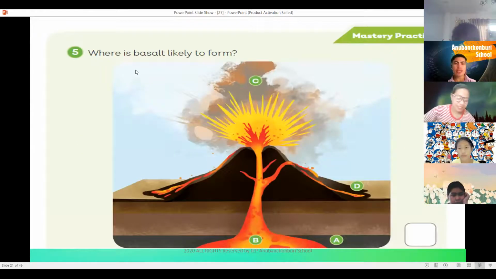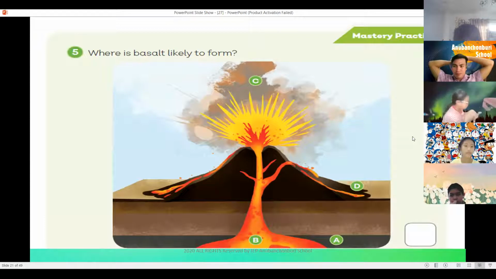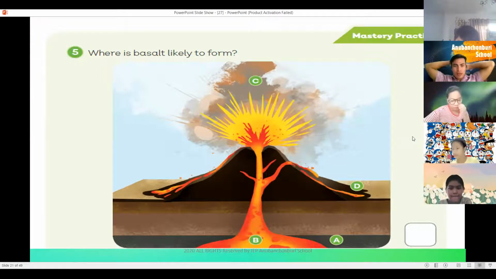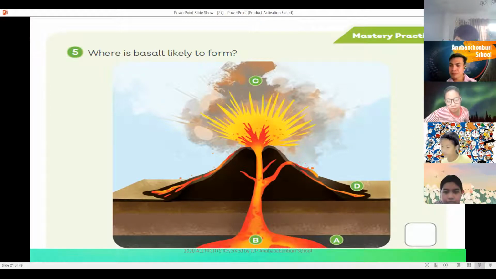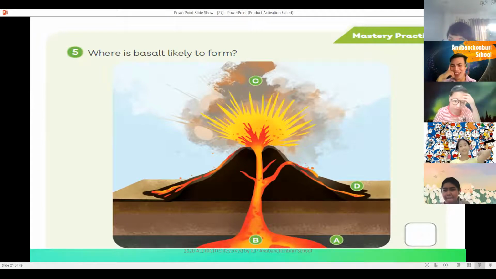Let's continue. Where is basalt likely to form? A, B, C, or D? Where is basalt likely to form? Any idea? I think we answered this one a long time ago, right? What's your answer here? Chuntida, what's your answer? It's not found in your book. It's found here, in your brain. Okay, so what's your answer, Chuntida?